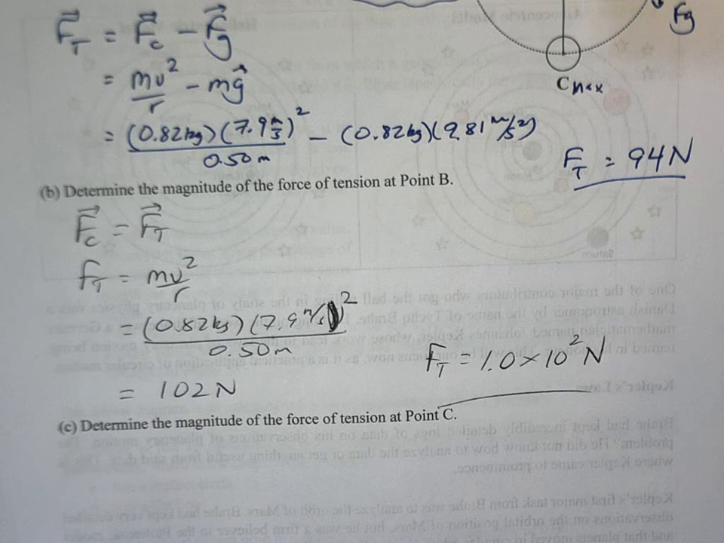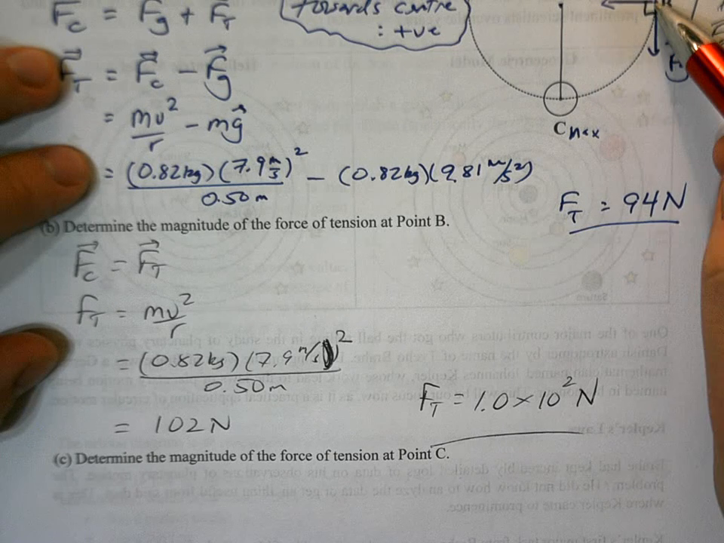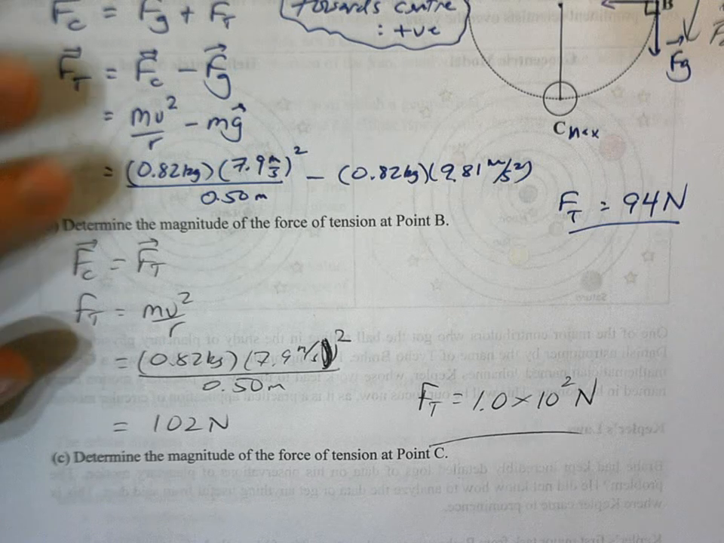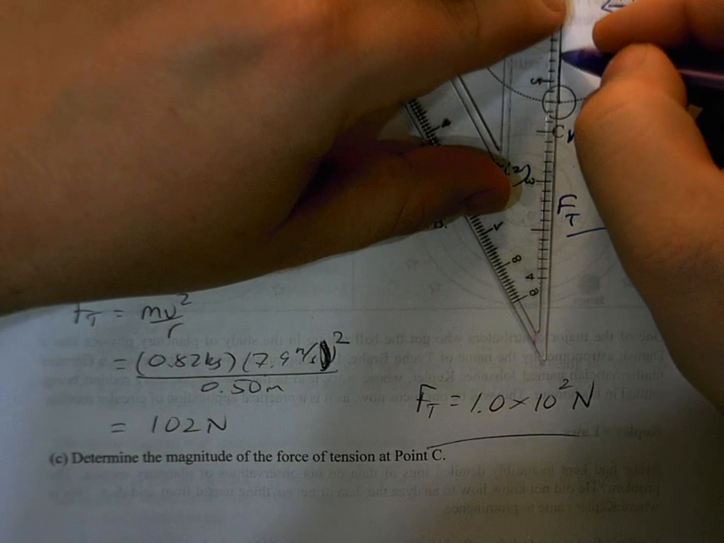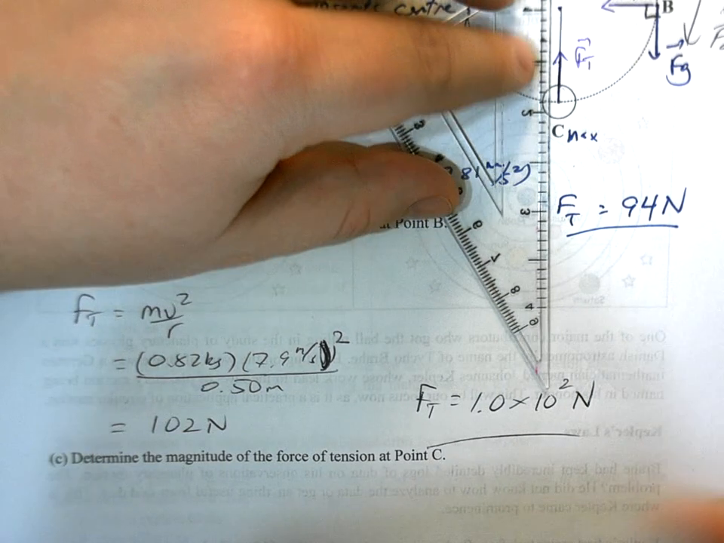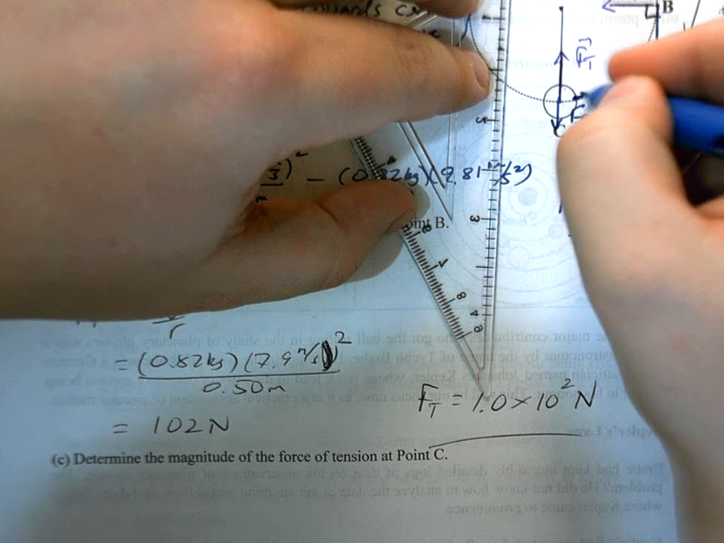But if one of your vectors is acting tangent to the path, it will not contribute to the centripetal motion. So Fg is not contributing to the centripetal force at this point, and only at this point and the point opposite to that. Everywhere else, the force of gravity is going to have some contribution. So last thing, at the very bottom of the circle, tension is still going to be directed towards the center. But this time, the force of gravity is going to be directed away from the center. So we have to watch for that this time.